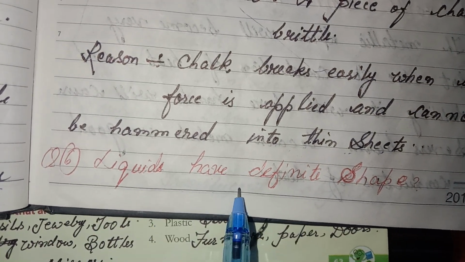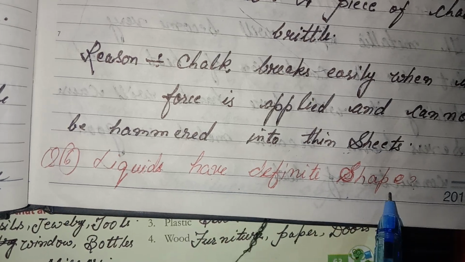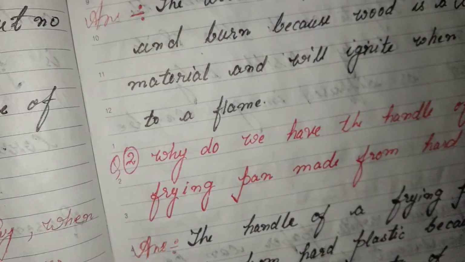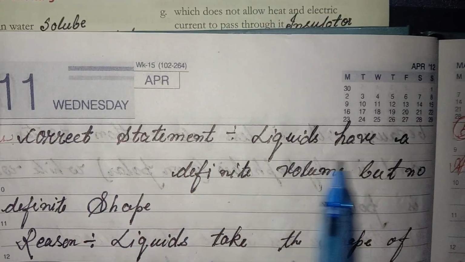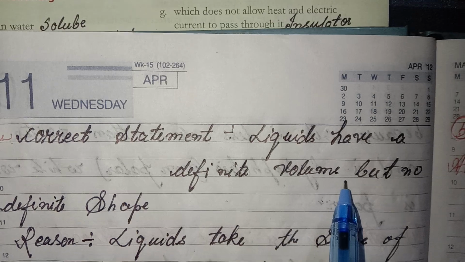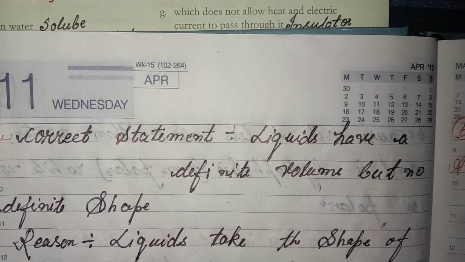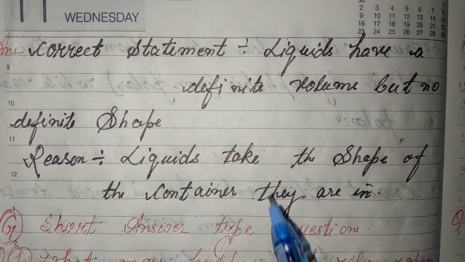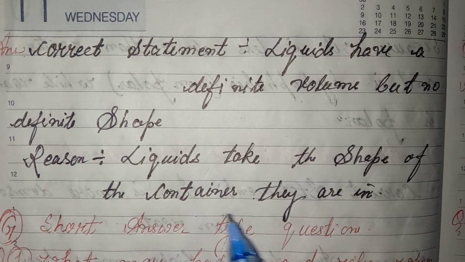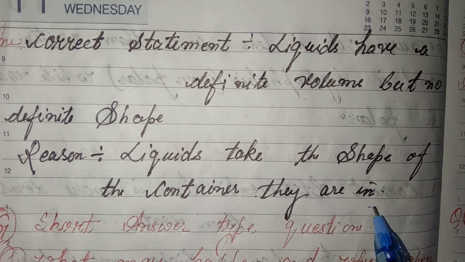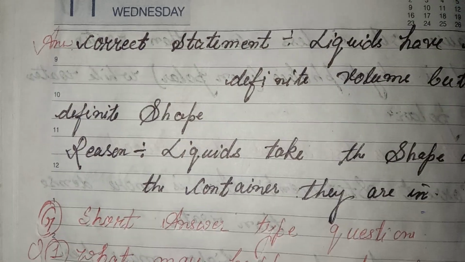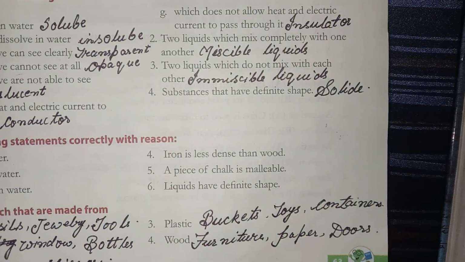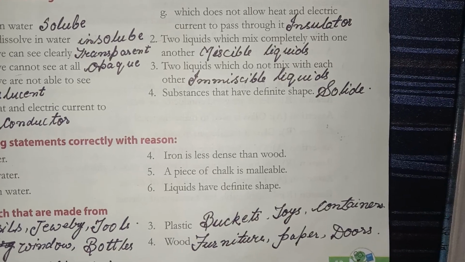Sixth, liquids have definite shape. Correct statement: liquids have a definite volume but no definite shape. Reason: liquids take the shape of the container they are in. Okay, student, after that I will solve F question.